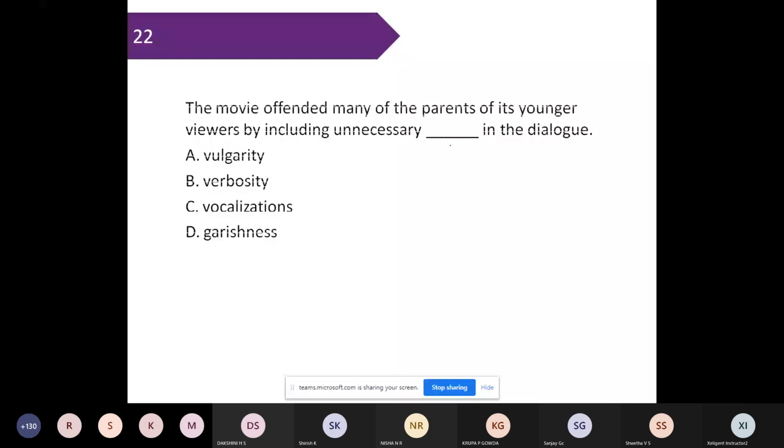The movie offended many of the parents of its younger viewers by including unnecessary blank in the dialogue. So here you need to go for a negative word because the sentence has many negative words. If you take offended, that's a negative word. And if you take unnecessary, that's also a negative word. So search for a negative word, guess a negative word, and then go for the options.